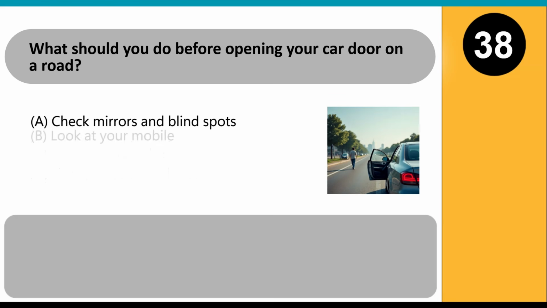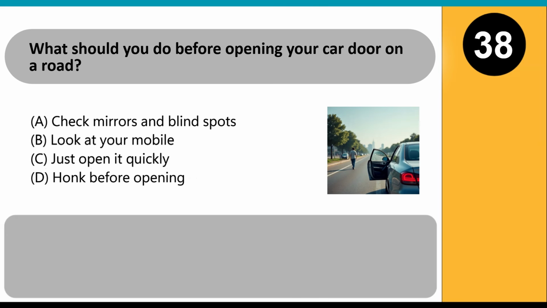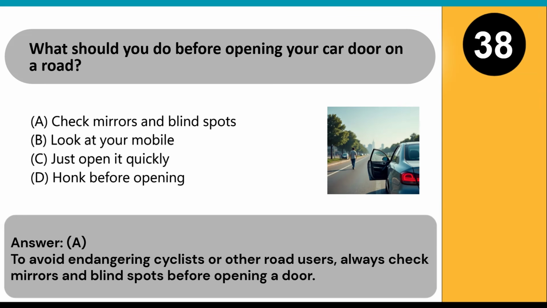What should you do before opening your car door on a road? A. Check mirrors and blind spots. B. Look at your mobile. C. Just open it quickly. D. Honk before opening. Answer: A. To avoid endangering cyclists or other road users, always check mirrors and blind spots before opening a door.